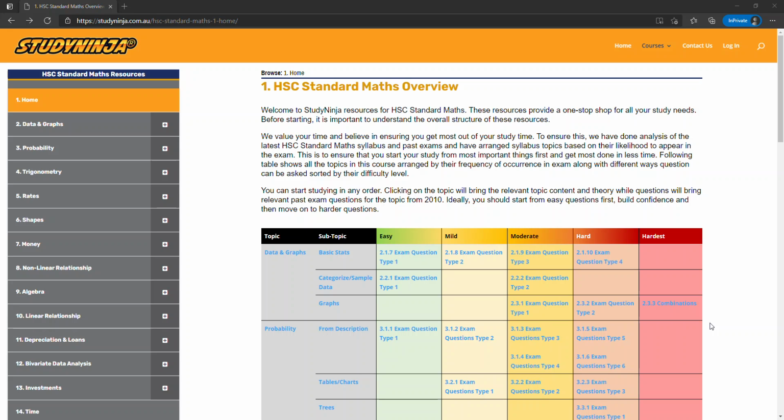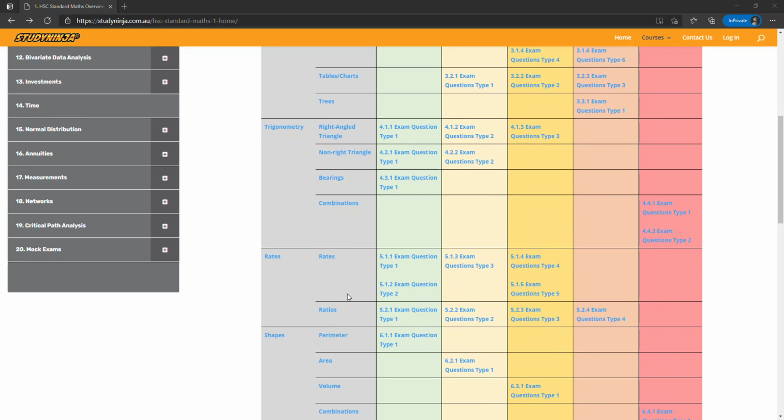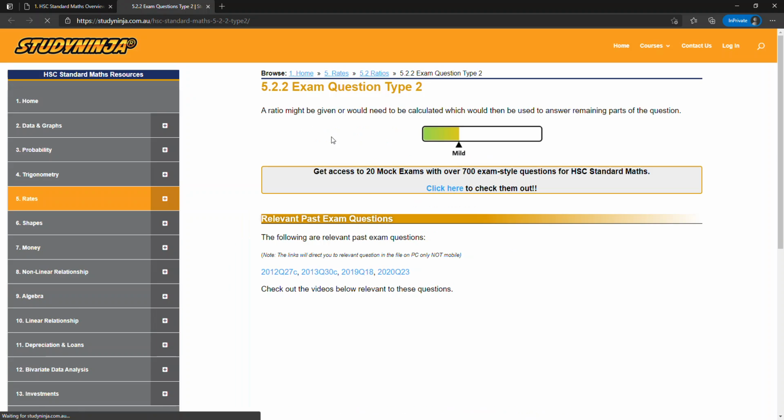In this video, we'll be going through question number 23 from HSC Standard Maths 2020 exam. This question came from the topic of rates, and specifically it was about ratios. It was a bit of a moderate question, looking at the study matrix. These kind of questions are becoming more and more usual in the new syllabus. So let's go through this.